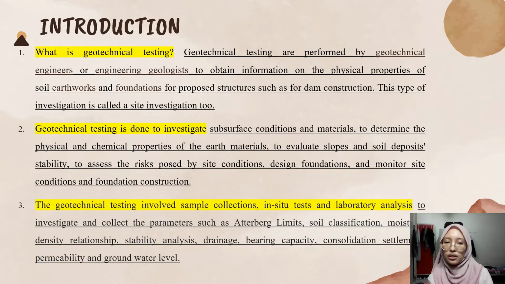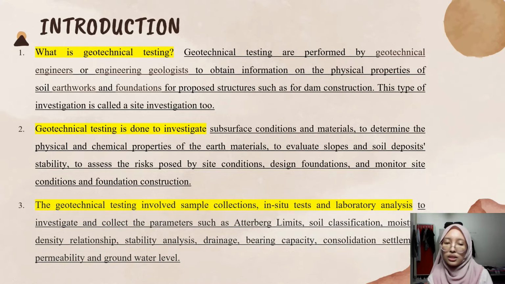First, what is geotechnical testing? Geotechnical testing is performed by geotechnical engineers or engineering geologists to obtain information on the physical properties of soil, earthworks, and foundation for proposed structures, such as for dam construction. This type of investigation is called a site investigation too.